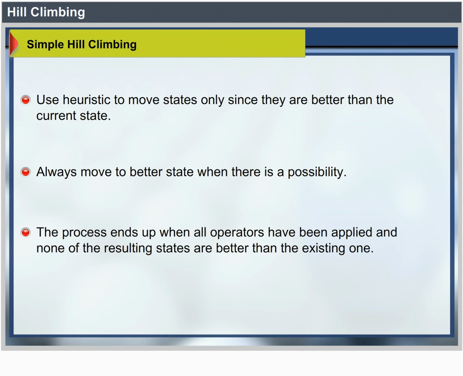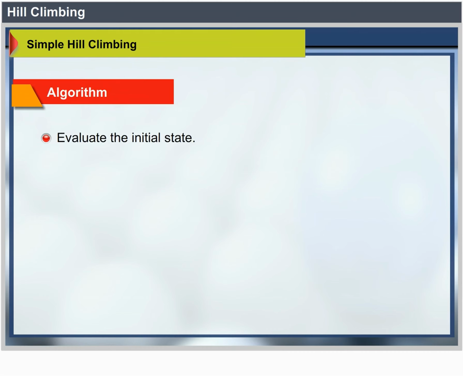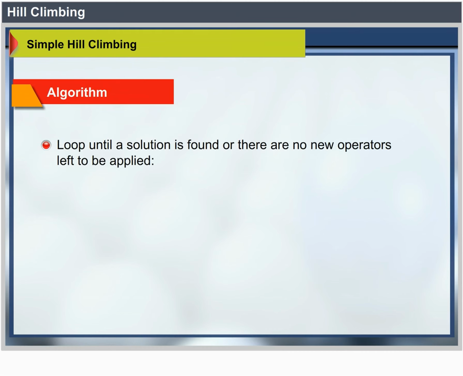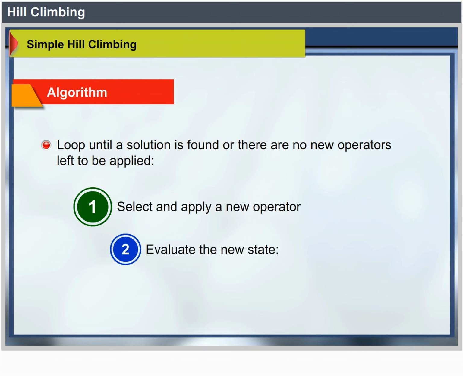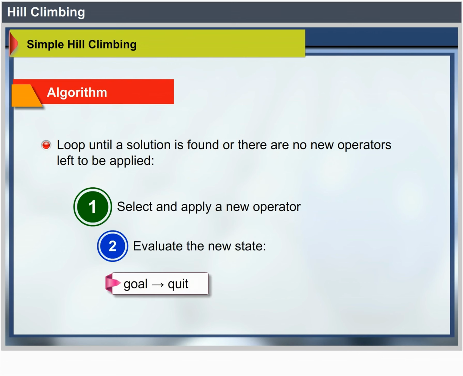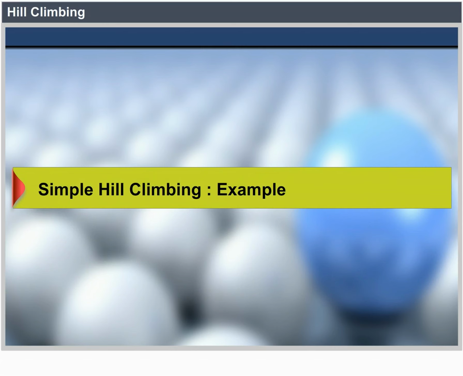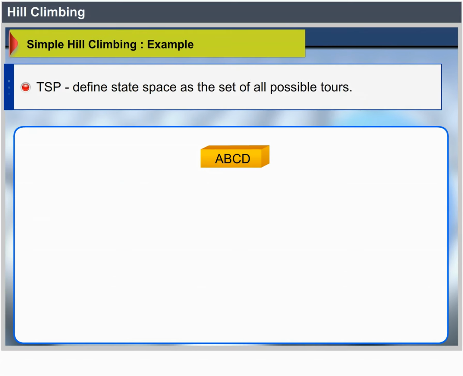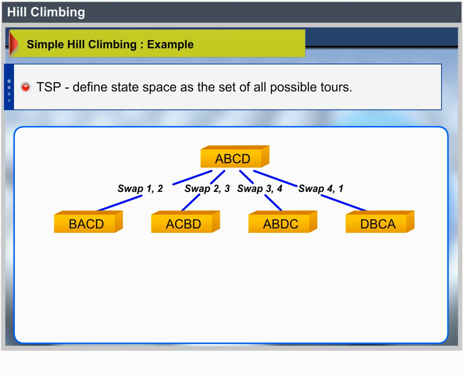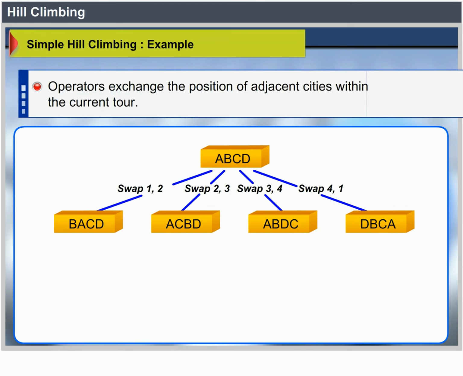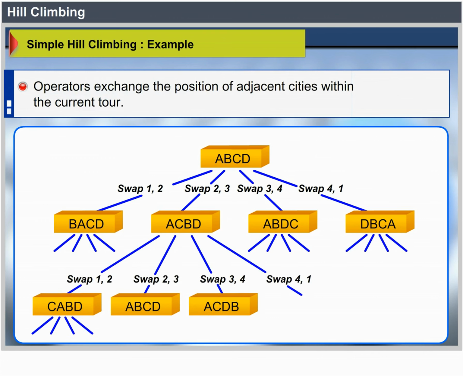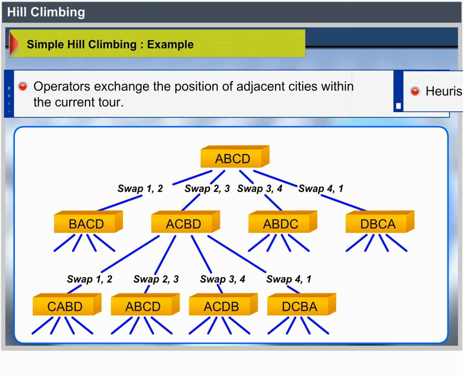Algorithm. Evaluate the initial state. Loop until a solution is found or there are no new operators left to be applied. Select and apply a new operator. Evaluate the new state. Goal implies quit. Better than current state implies new current state. Simple hill climbing example. TSP. Define the state space as the set of all possible tours. Operators exchange the position of adjacent cities within the current tour. The heuristic function is the length of a tour.